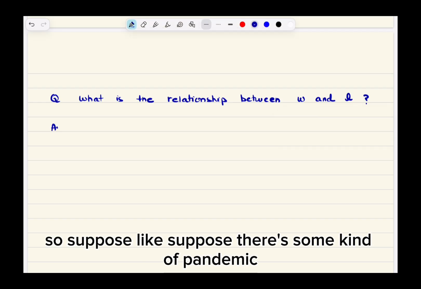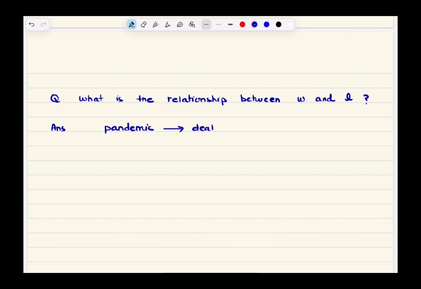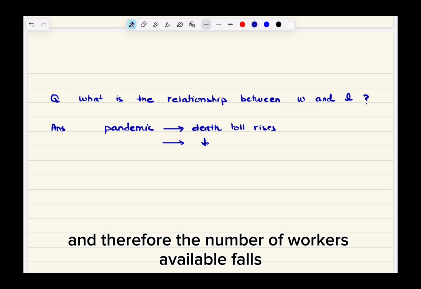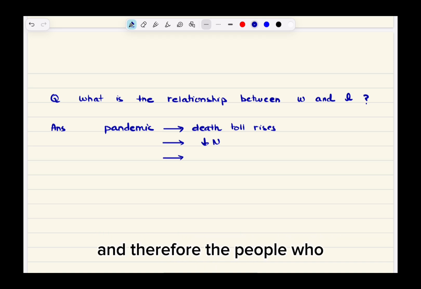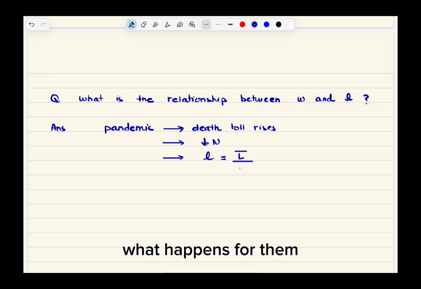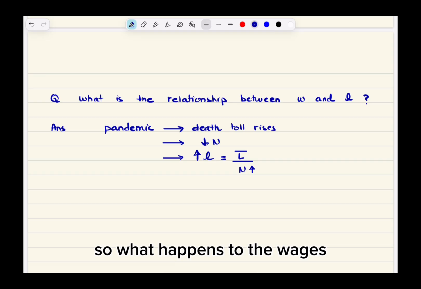So suppose there's some kind of pandemic and it leads to the death toll increasing a lot. Sorry for sounding a bit morbid. And therefore, the number of workers available falls. And therefore, for the people who are still alive, with a constant supply of land, the land per worker actually rises. So, what happens to the wages?